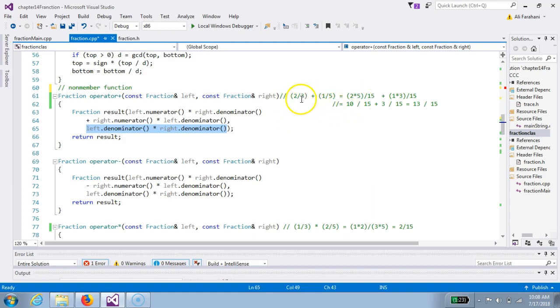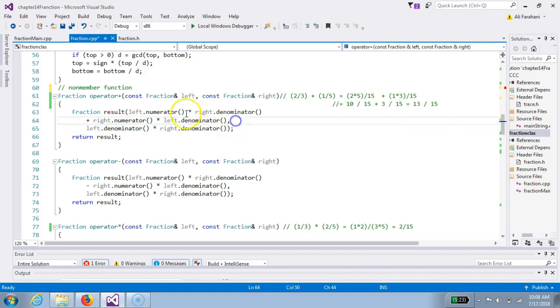As I said, you multiply 3 and 5. If you look at this, you have left dot denominator, that's left, denominator is 3, times right dot denominator. So you multiply it by right dot denominator, 5. That creates the bottom of the fraction, which will be 15.